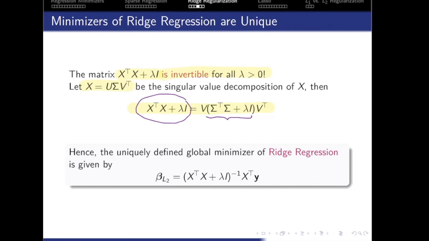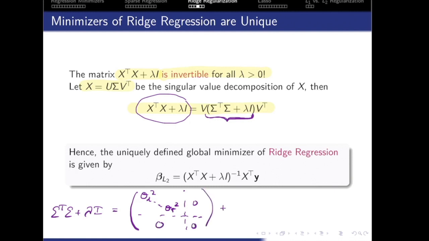But now important is that this part here, sigma transpose times sigma plus lambda I, is actually invertible, and this is the case because our matrix sigma transpose sigma plus lambda I has this form. So first sigma transpose sigma is sigma 1 squared until sigma r squared, where sigma r is the smallest singular value which is not equal to 0, and the rest is all 0.